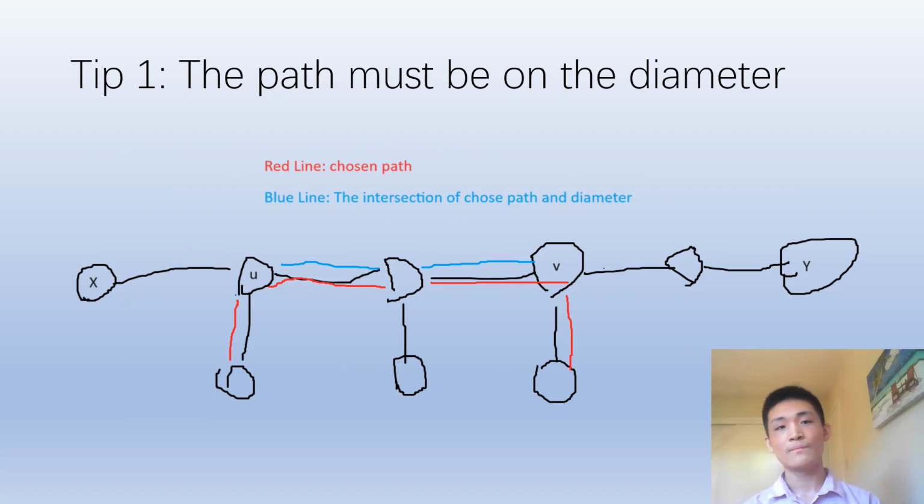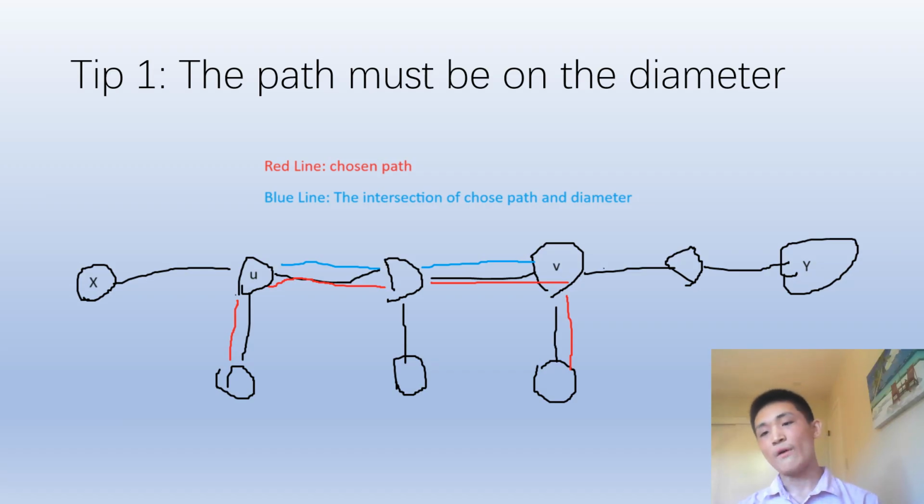Here's our first tip, which is that the path must be on the diameter. So why is that true? Suppose the black nodes and edges are our tree, the path that we choose is the red path, and the blue line is the intersection between the chosen path and the diameter. Now, if we change that red path into the blue path, which is the intersection of the red path and the diameter, the minimum of the maximum distance won't change.